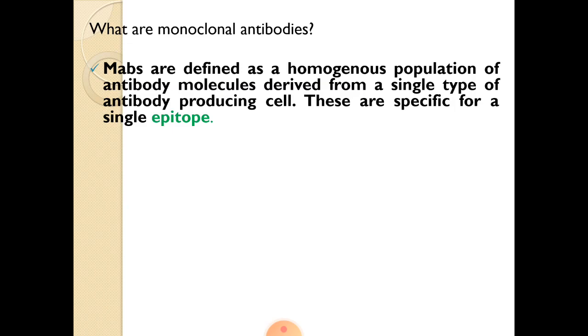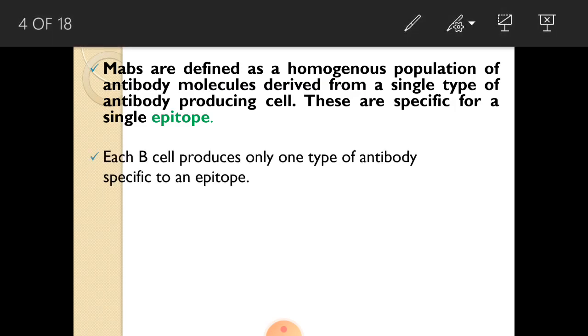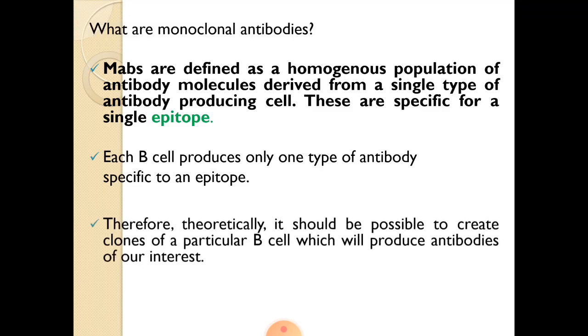If so, what are monoclonal antibodies? Monoclonal antibodies, abbreviated as MABs, are defined as a homogeneous population of antibody molecules derived from a single epitope of an antibody producing cell. These are specific for a single epitope. Thus, each B cell produces only one type of antibody specific to an epitope.